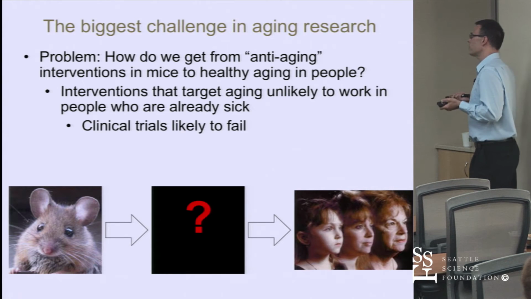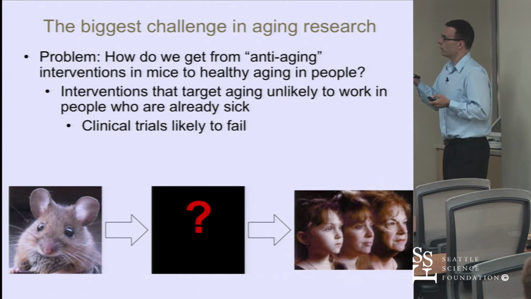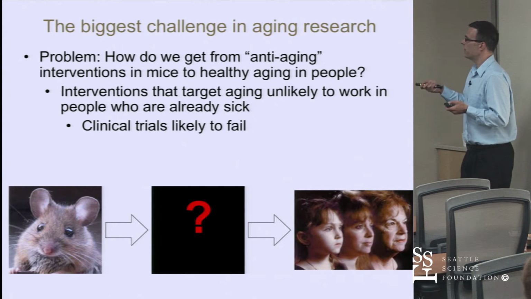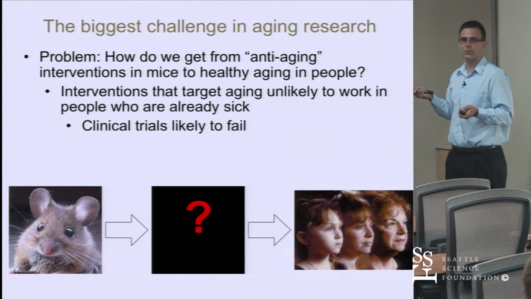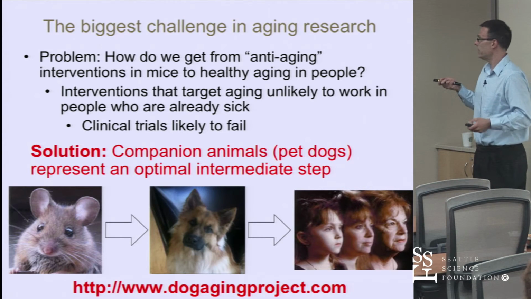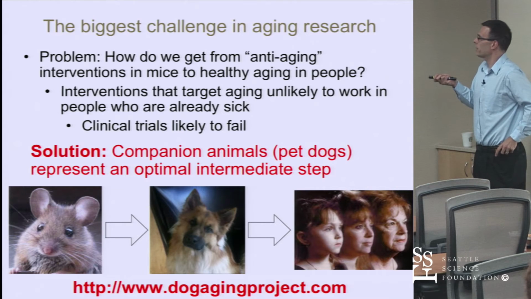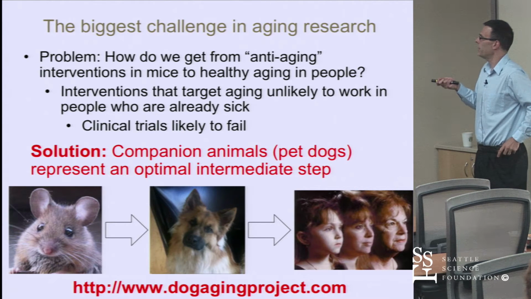So the approach that we're taking is to ask, is there some intermediate that has value in and of itself that can also then inform us about translation to people? And the approach that we're taking is pet dogs. So this is actually my dog. His name is Dobby.